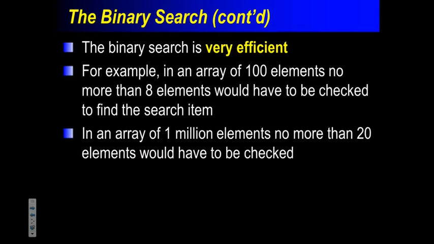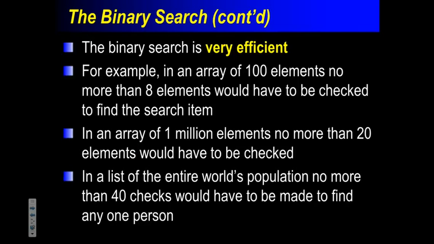If we had 1 million elements to look through, it would take no more than 20 checks to find the item we're looking for, versus the linear search, which would be 1 million checks. Now, let me take it one step higher. If we had to search the entire world's population, no more than 40 checks would have to be done using the binary search. This is a lot more efficient.